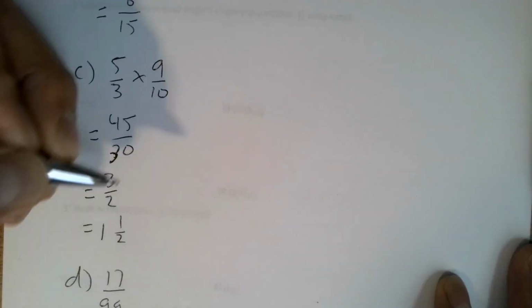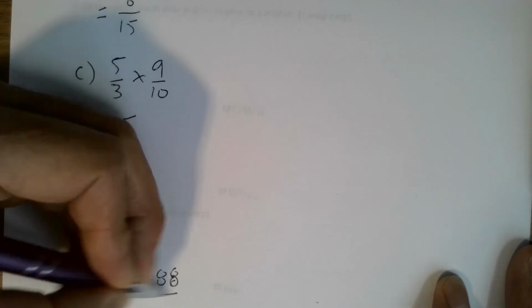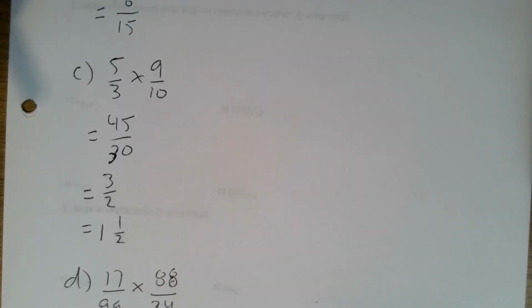Okay, let's do D here. D, we want to do 17/99 times 88/34. Okay, and as you guys know, I expect you guys to do these without calculators. Ooh, 17 times, I don't want to do it. I don't want to multiply 17 times 88 out long and 99 times 34 long. That just, let's think of a better way to do this.